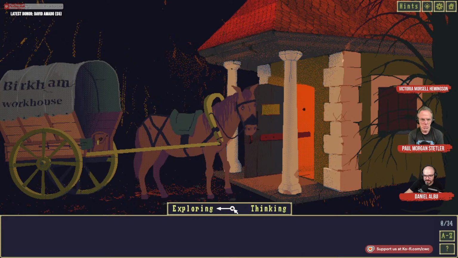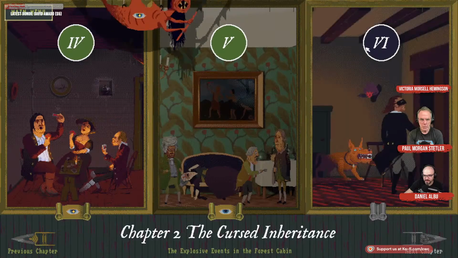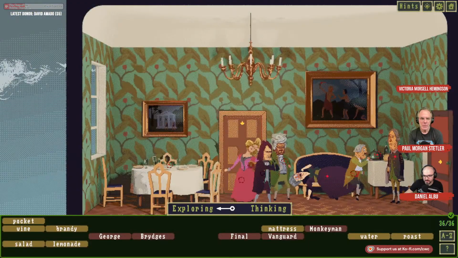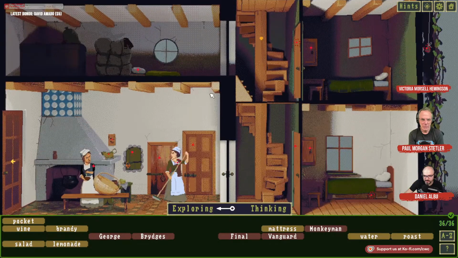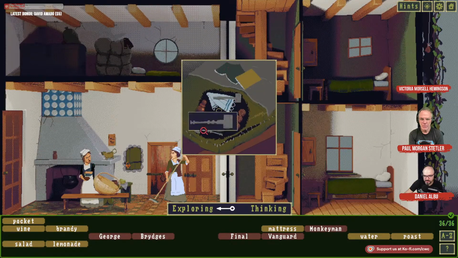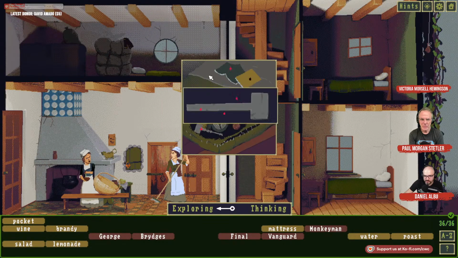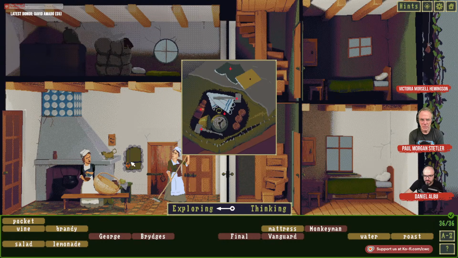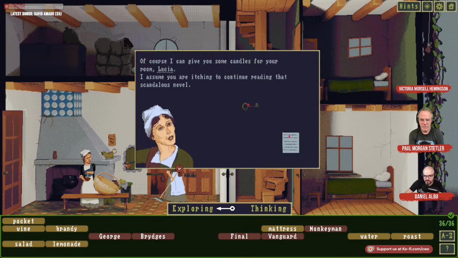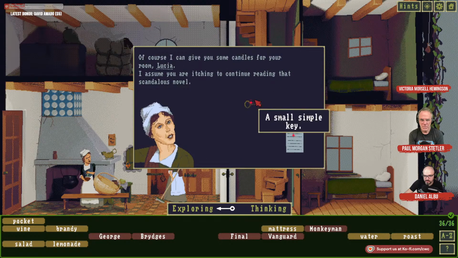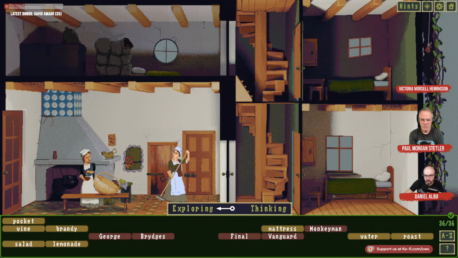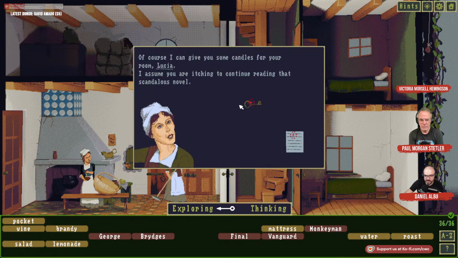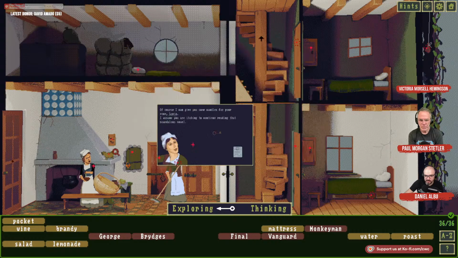Colors of the real keys. Wait. This is how we were supposed to figure out everything? By the colors of the keys? Let's see. Keys. No, they're all gray. Oh, she has a simple key too. Oh, the color of the key matches the color of the locks?